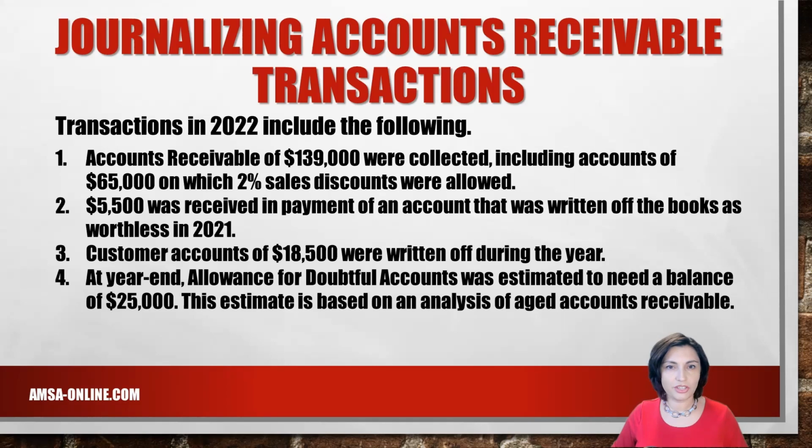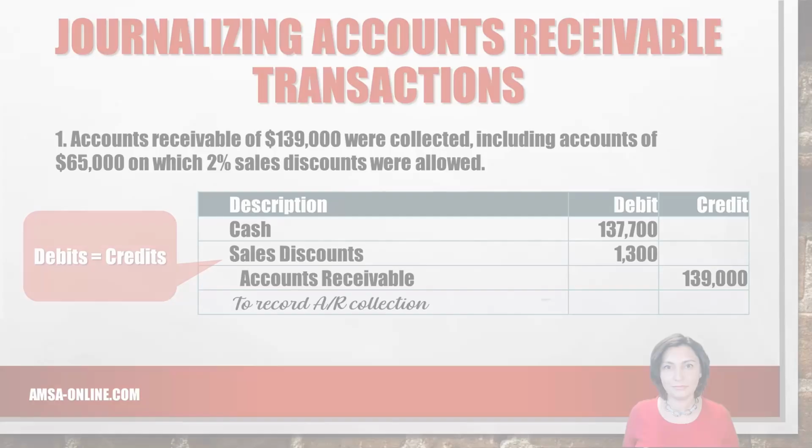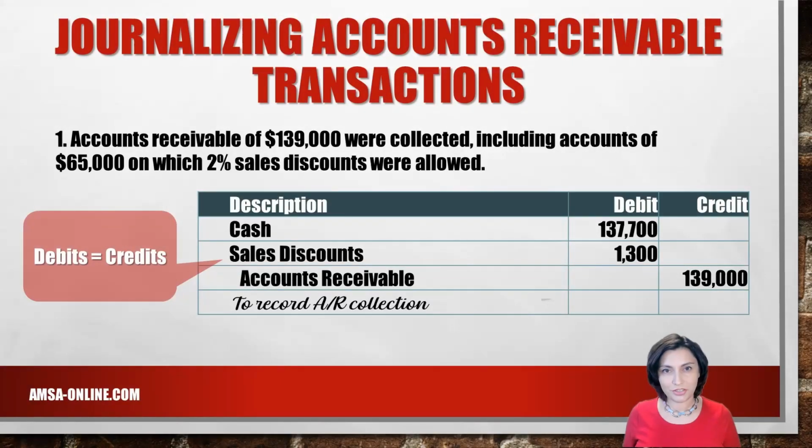And the last transaction, at year-end, allowance for doubtful accounts was estimated to need a balance of $25,000. This estimate is based on an analysis of aged accounts receivable. The assignment is to prepare all journal entries necessary to reflect the transactions above. Let's look at the first transaction.